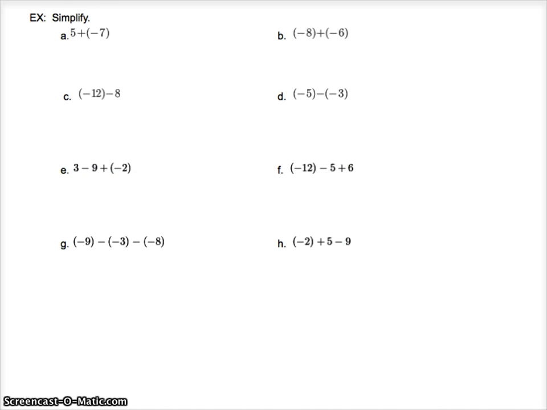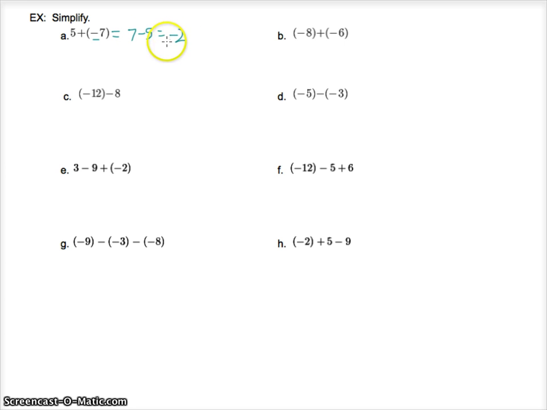Alright, in example A, it says to simplify 5 plus negative 7. Well, I've got different signs, so I want to subtract 5 and 7. So I'm going to end up doing 7 minus 5, which is 2, and the 7 was bigger, so I'm going to make it negative 2. Different signs, subtract, bigger, negative sign.